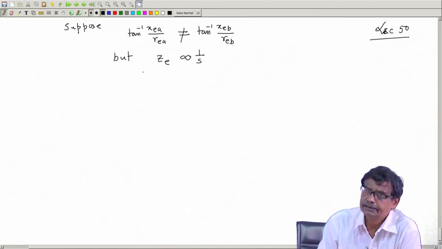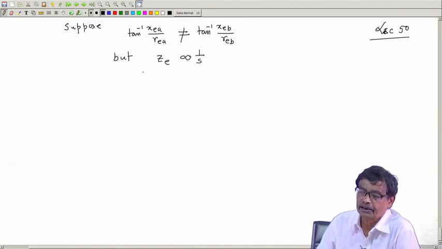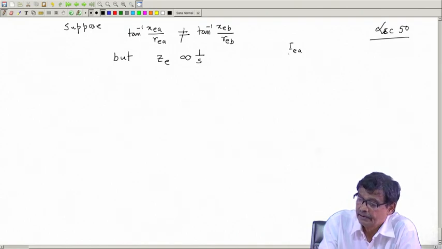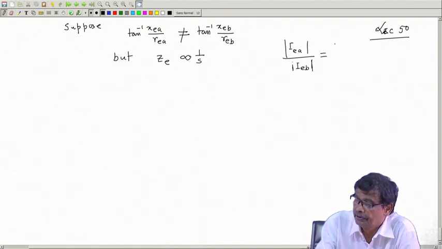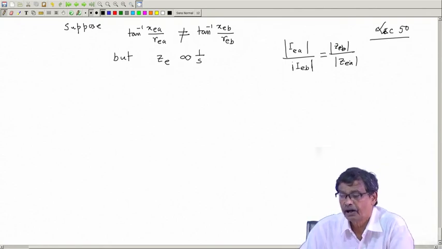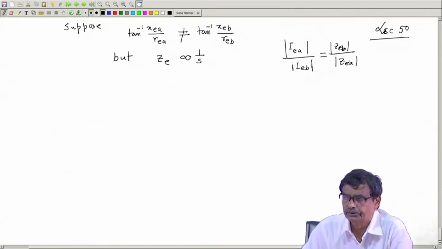So, one thing is ensured, that the ratio of the currents, magnitude of IEA by magnitude of IEB, will be ZDB by ZDA, because the kVAs are inversely proportional. So, the magnitudes of IEA and IEB will be in the inverse ratios.